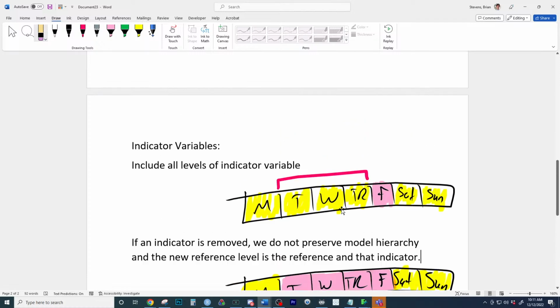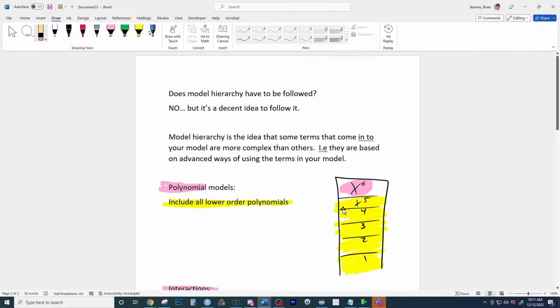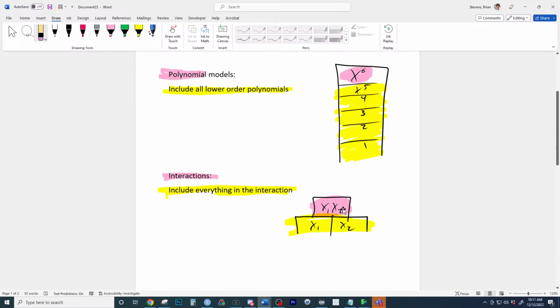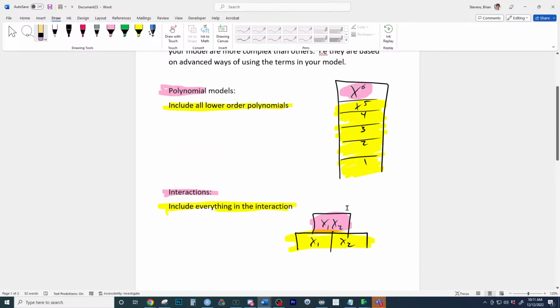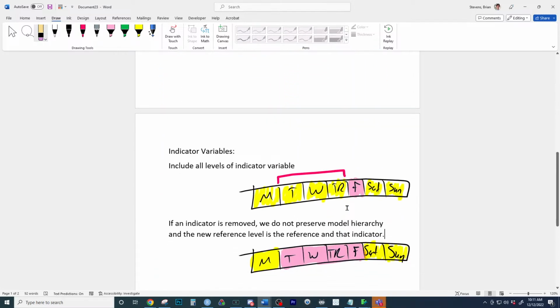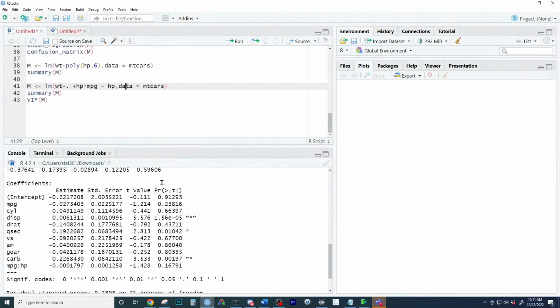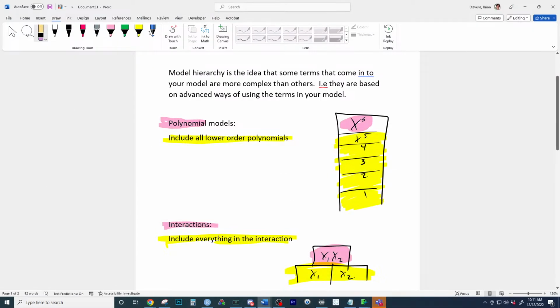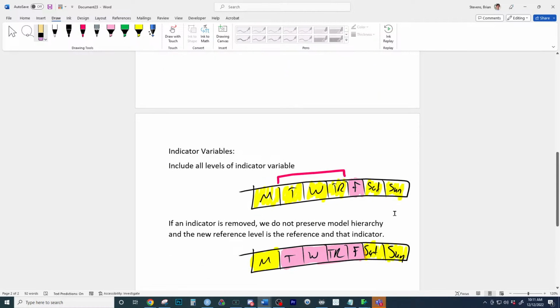So I think it was Sophia who asked this. These are the 3 ways in which model hierarchy applies: with polynomial models, with interactions, and with indicator variables. And notice this all only deals with your x variables. Model hierarchy only deals with your x variables, because this is indicators with reference levels.